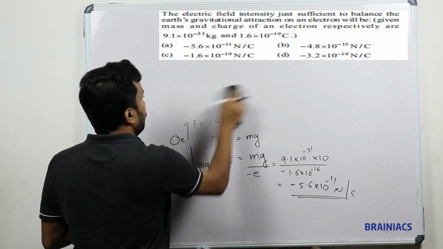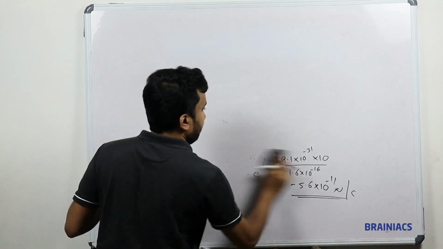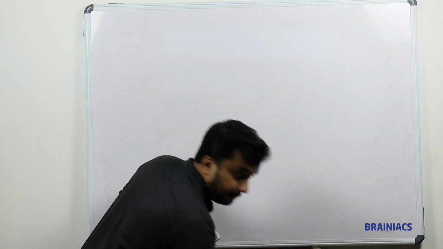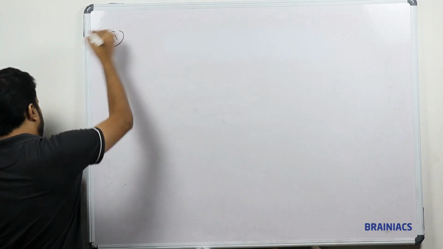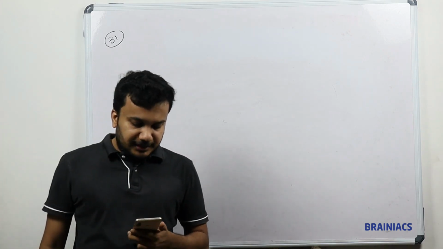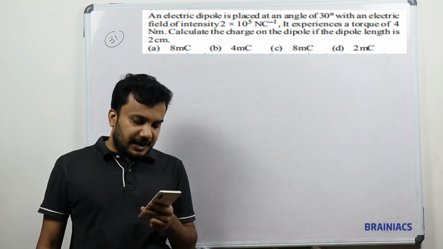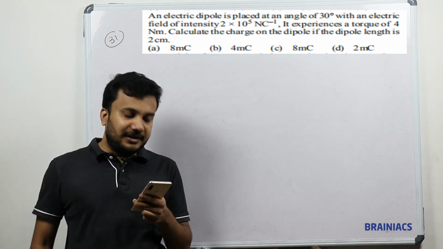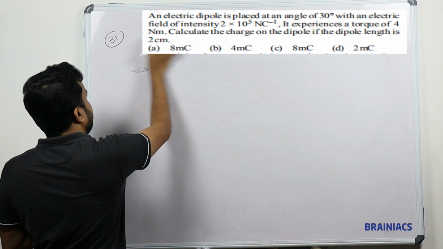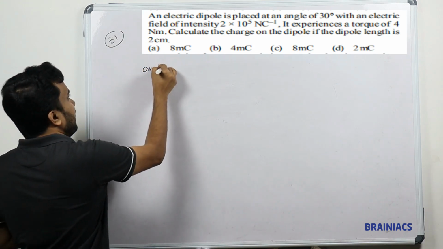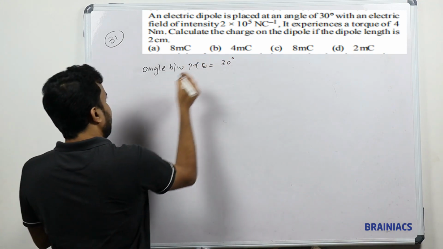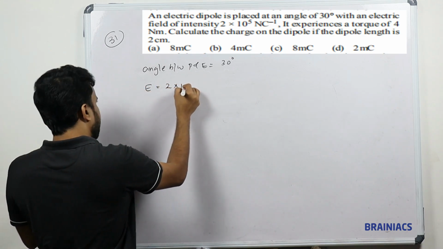Question number 31. What is question 31 speaking about? An electric dipole is placed at an angle of 30 degree with the electric field. So the angle between P and E is 30 degree, and the electric field intensity is given as 2 into 10 power of 5.